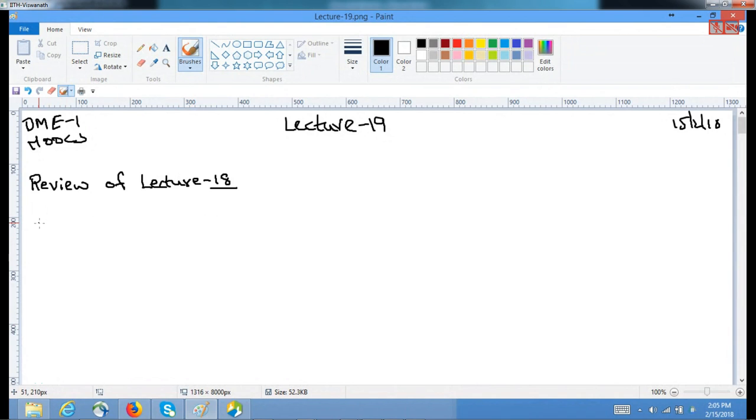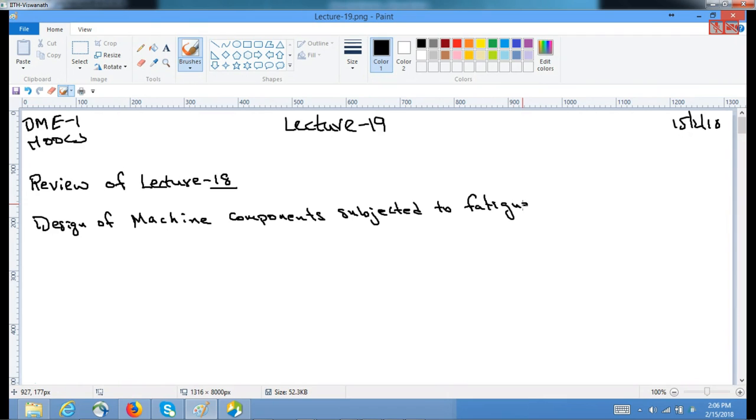We studied the design of machine components subjected to fatigue loading with non-zero mean stress, that is sigma m not equal to 0. So this is the case we were solving.